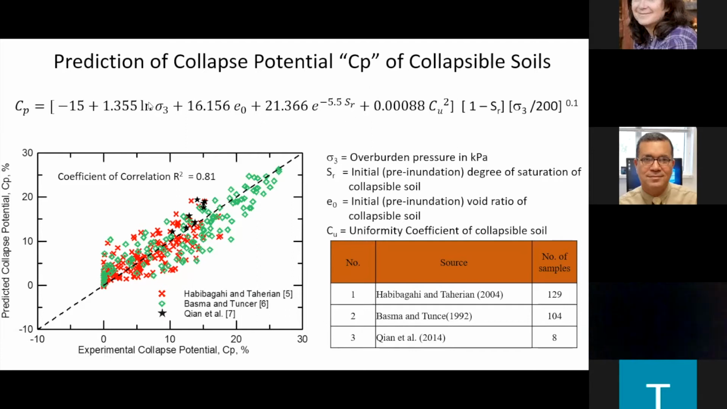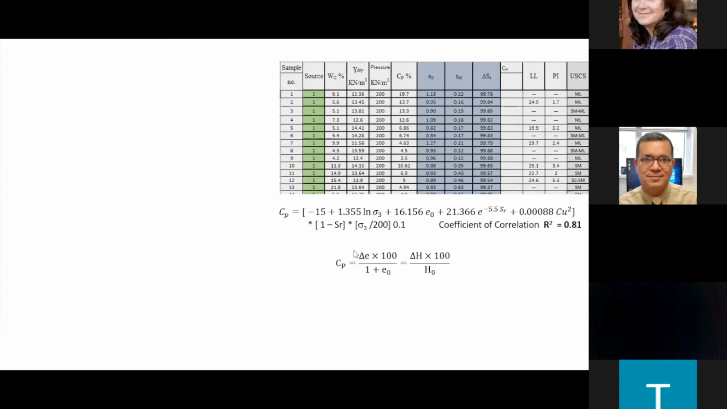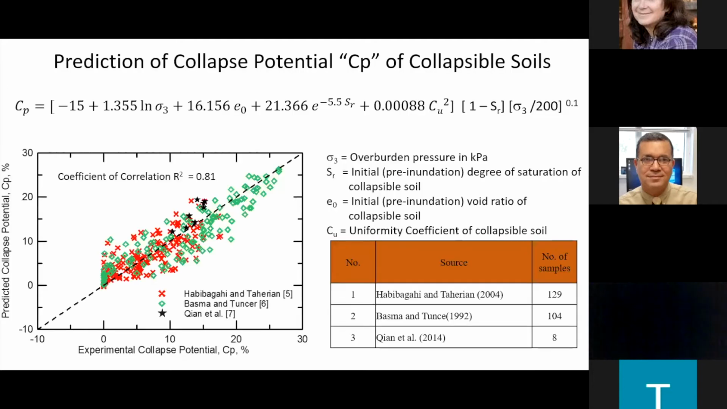In this empirical formula, we'll see CP, which is the collapse potential. What is the collapse potential? Let me jump to the next one. It is, in a simple way, the definition of the collapse potential. It measures the change in the void ratio of the soil. And in this case, I can calculate the amount of settlement of this soil when it's inundated.